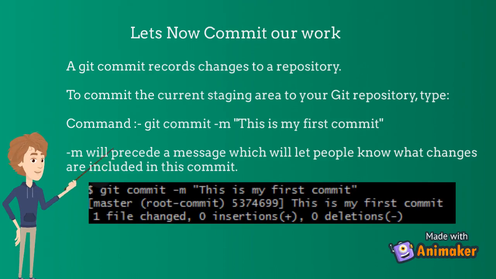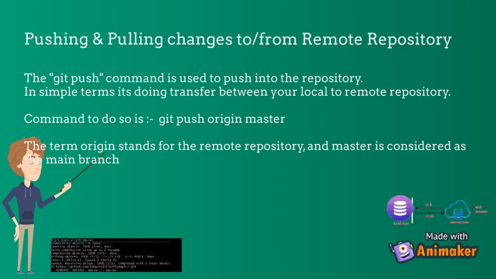Let's commit our code or files which we have added to the staging repository. To do this we use commit command. To commit the current staging area to your Git repository, type command git commit -m "This is my first commit" as shown on screen. M will precede a message which will let people know what changes are included in this commit.